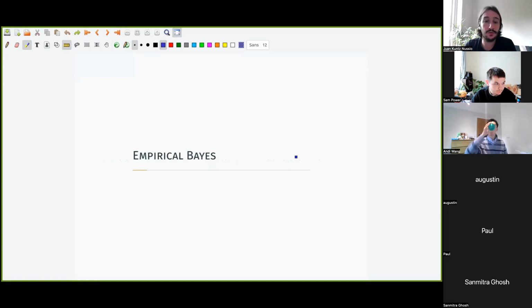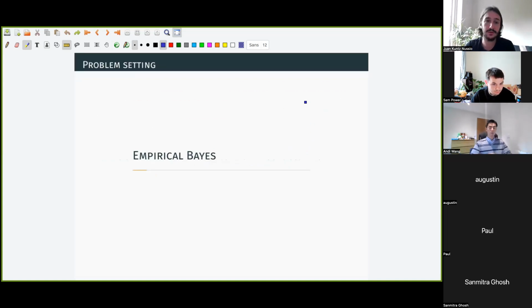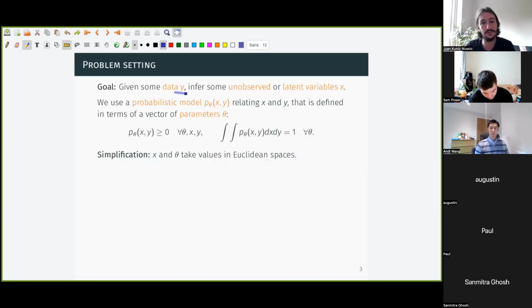So the problem I'm going to deal with is called empirical Bayes. And in it, we've been given some data, Y, observations in the real world. And we want to use it to infer some unobserved or latent variables, X. And in order to do that, we're going to try to use a probabilistic model. And by this, I just mean a joint probability distribution over the data and the latent variables, and one that is parameterized by some parameters. And throughout, I'm going to make my life simple, and I'm going to assume that both the latent variables and the parameters take values in Euclidean space.